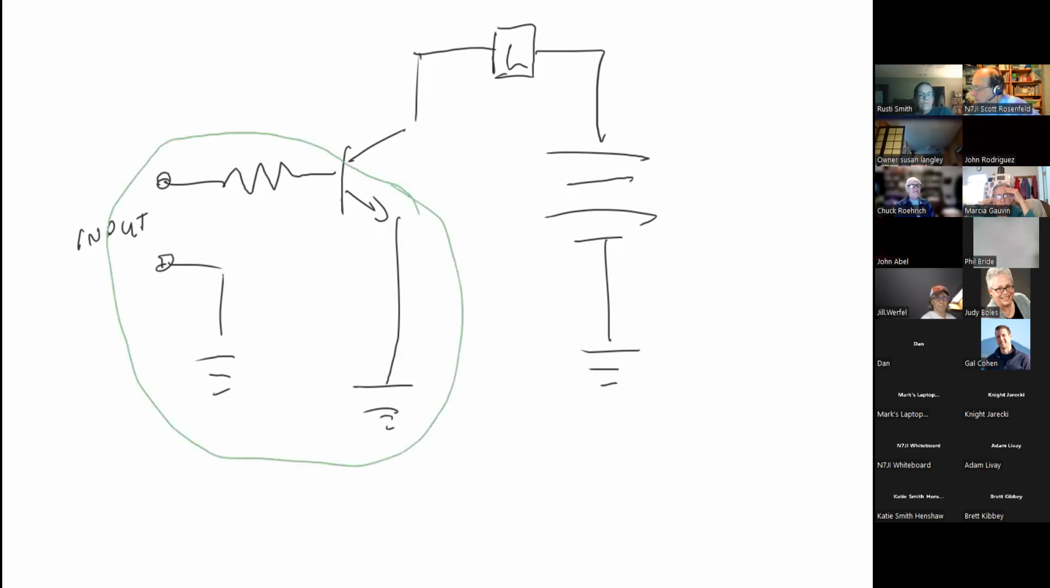So this basically becomes a battery, plus and minus, like that. And then ground is ground, so those are connected together. So there's our battery right there. And the resistor is now protecting the diode, which is basically now protecting the transistor.